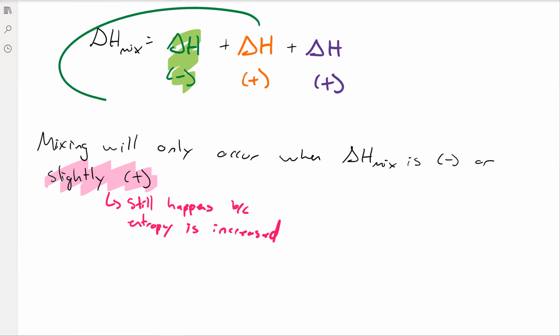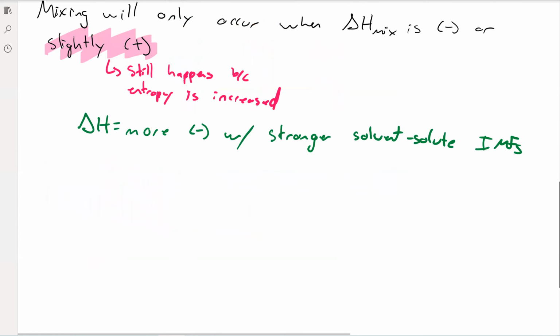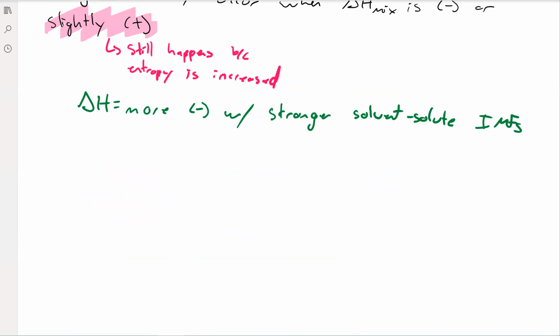But the main point, if we take a look at these delta H's, this mixture is most likely going to happen when this delta H of these solute-solvent interactions is quite negative. And it's more negative the stronger the interactions are. So more negative with stronger solvent-solute intermolecular forces, right? And so that's the kind of explanation behind like dissolves like.